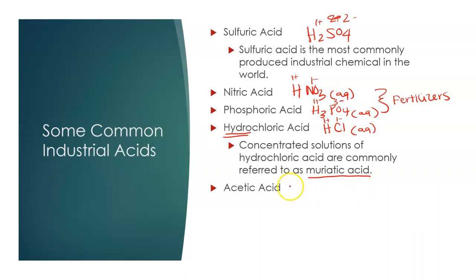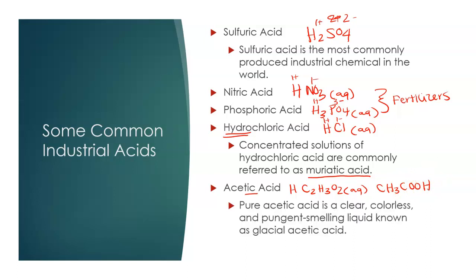Acetic acid is going to be hydrogen with acetate, so C2H3O2. You'd cross your charges, and this would be aqueous. Oftentimes you see acetic acid written as CH3COOH. A common name for acetic acid is vinegar. Pure acetic acid is a clear, colorless, and pungent smelling liquid known as glacial acetic acid. If you think about the scent of vinegar and what it looks like, it is definitely clear and colorless and has a pungent smell.